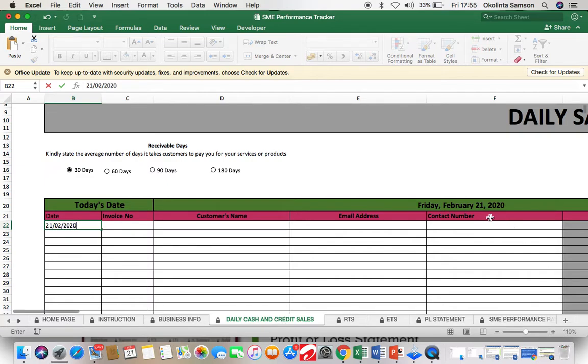mind you, the tracker has a calendar, so every day it shows you the correct date. So by tomorrow you would have Saturday here, and so on. So you don't really have to always check for the date. It has something here already. So you put in your date, you put in the invoice number.